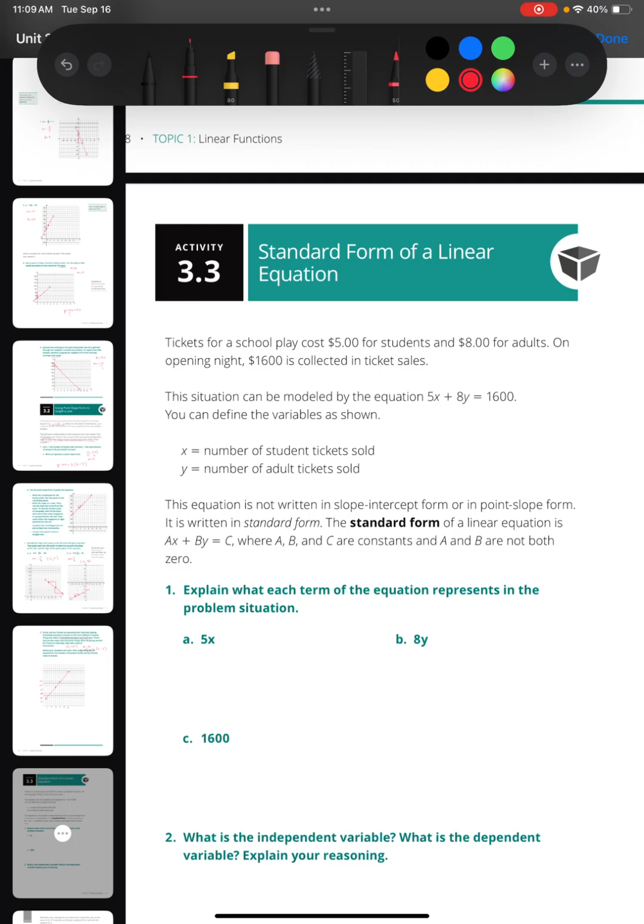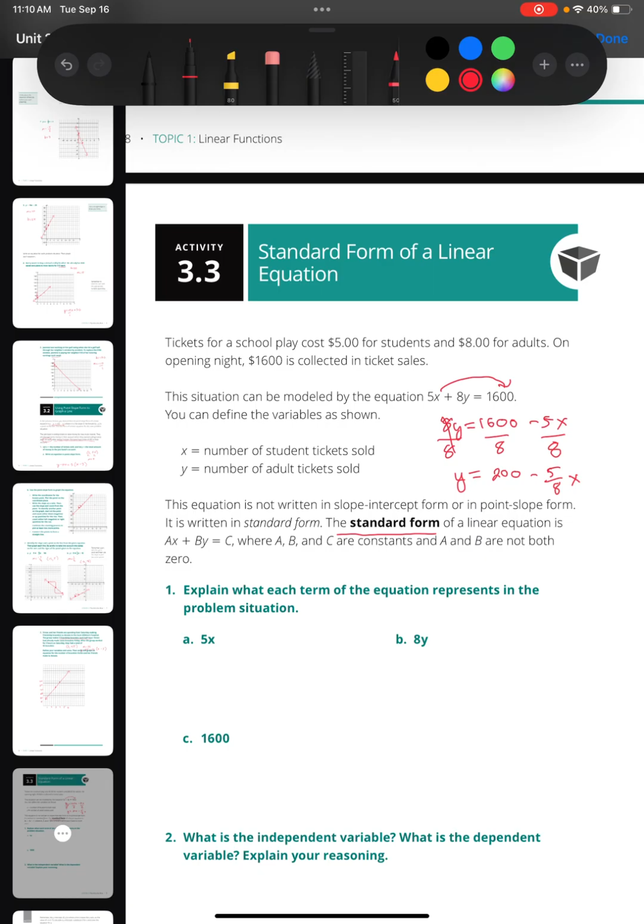So that equation is in standard form. It is not in slope-intercept form. Standard form is the only form we cannot graph directly from. So we're going to change it to slope-intercept form by solving for y, and then we can graph. So if we were going to do that, we would first subtract the 5x over. And then divide everything by 8. And 1,600 divided by 8 gives us 200 minus 5 over 8x. So we could graph from that using a y-intercept now of 200 and a slope of negative 5 over 8.